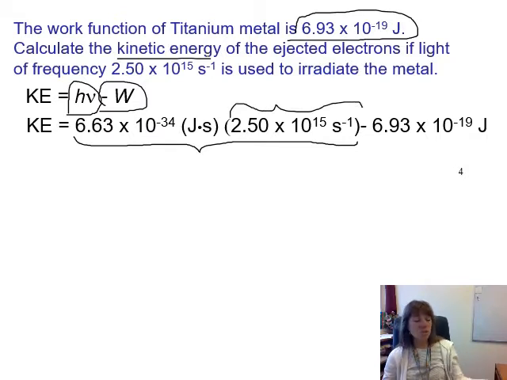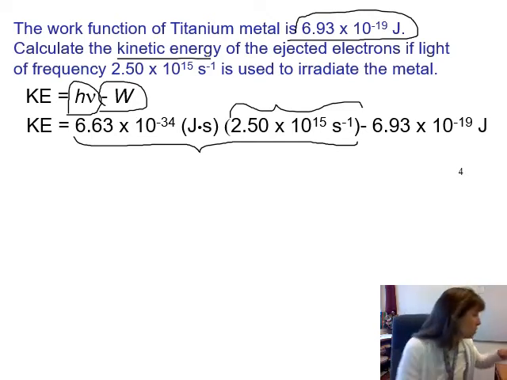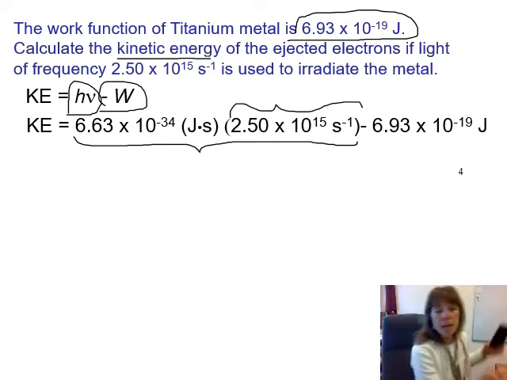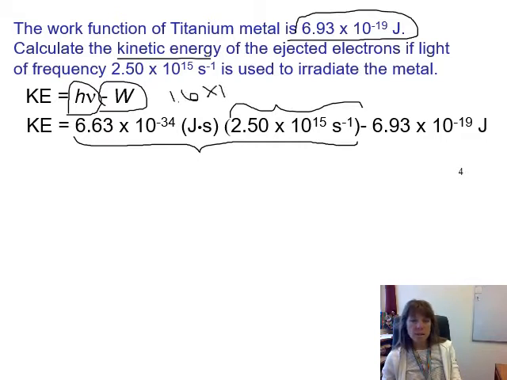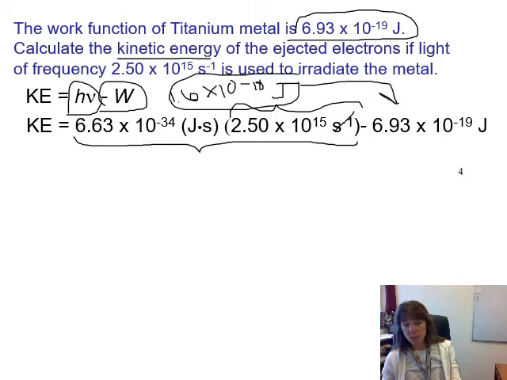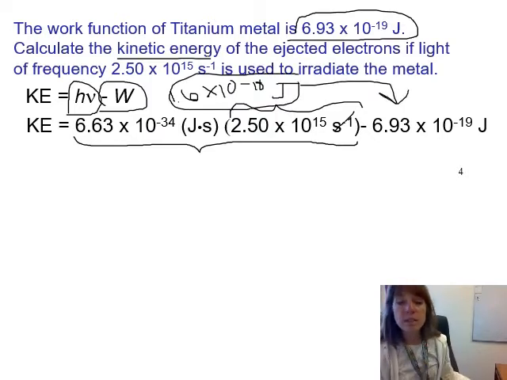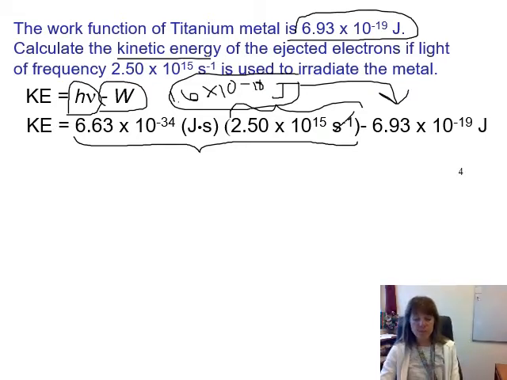It doesn't say that it's threshold frequency. But let me calculate just in case: 6.63 times 10 to the negative 34 times 2.5 times 10 to the 15, I get a value of 1.6 times 10 to the negative 18 joules. See, because your seconds cancel, I'm in joules. This number is larger than the work function. So that means the electrons that are ejected are now going to have some leftover energy.